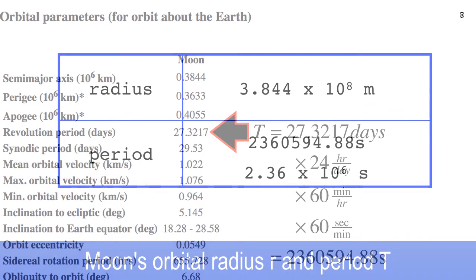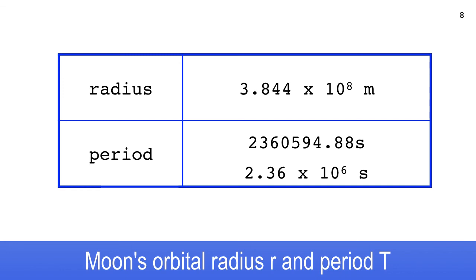And Rachel, what we're going to do here, here's my scientific notation for the radius. Okay, and Robert McGuire, over here in the second row is the period. And I just gave you that whole number with a 0.88 seconds on top. And let's use 2.36 times 10 to the 6 for that, into three significant figures for the period, all right? So we're doing a little bit of round off with that, not too much, all right?